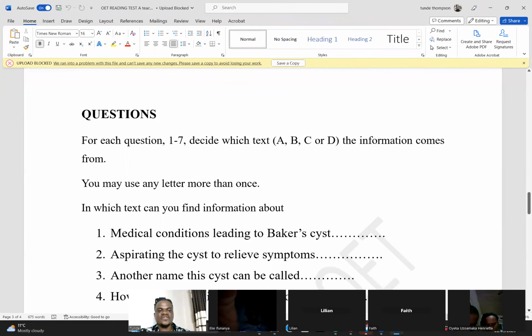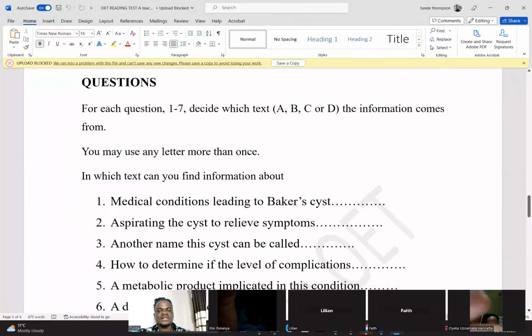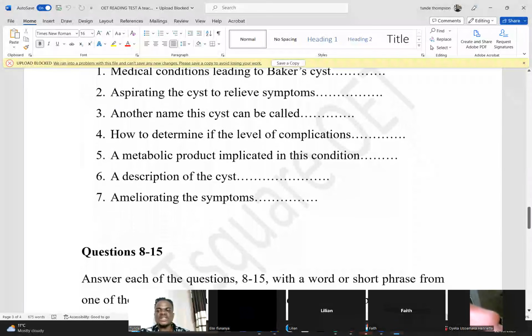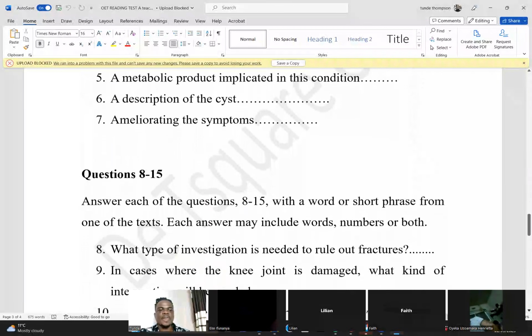The first set of questions, in this case, you have question number 1 to 7. Question number 1 to 7, they are the matching type. In this case, they ask a question and they will ask you to match it. Are you seeing that answer in text A, text B, text C, or text D? You should be able to know which text that question is coming from.